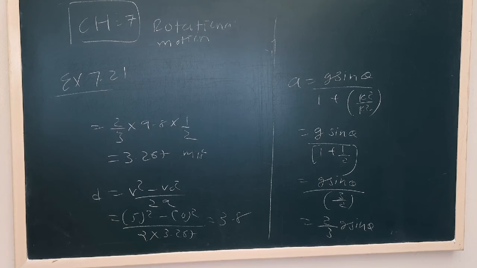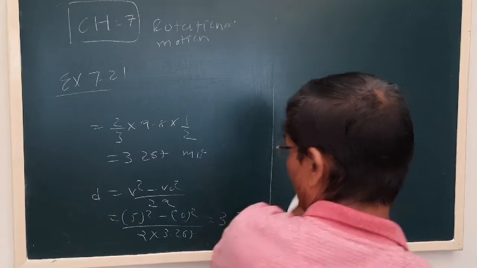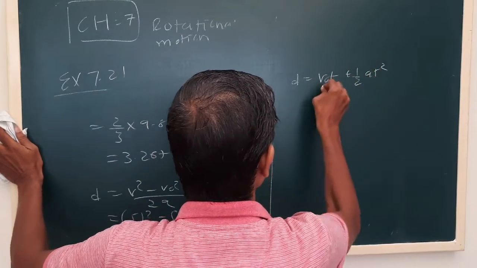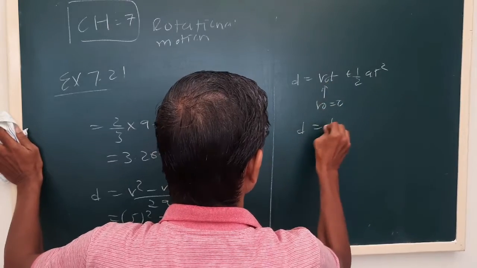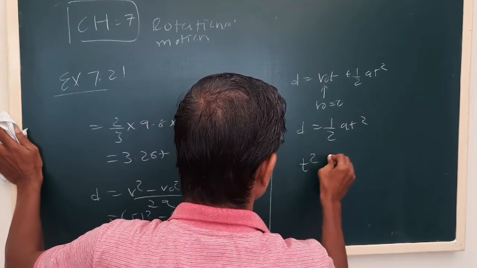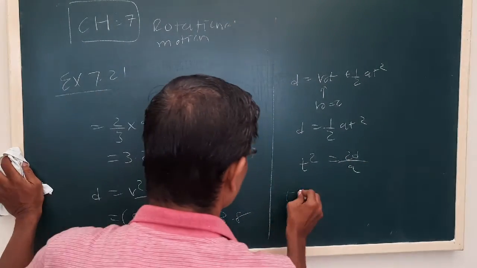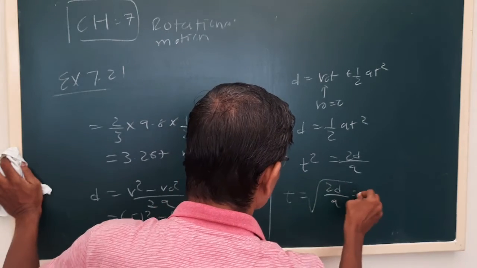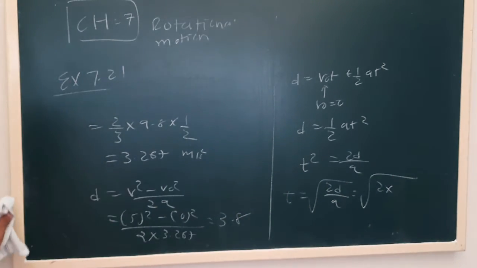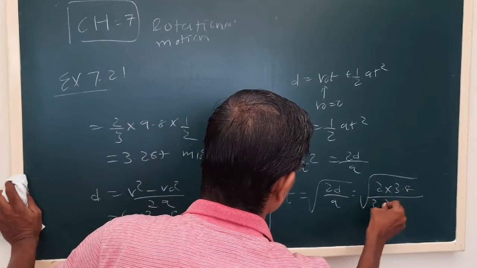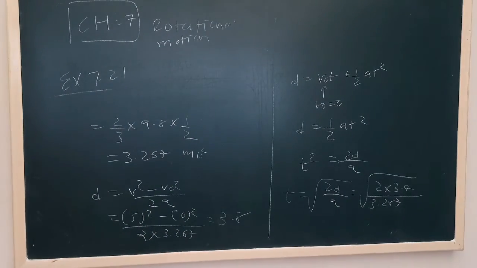Okay, now see, we use the equation d is equal to v0 t plus half at square. v0 is 0, so d is 1/2 at square. T square is 2d by a. Now all values we are having. Okay, t is equal to root of 2d by a. See, the distance we have obtained is 3.8. Acceleration we obtained is 3.267. Okay, so if you solve this, that turns out to be 1.5 seconds.